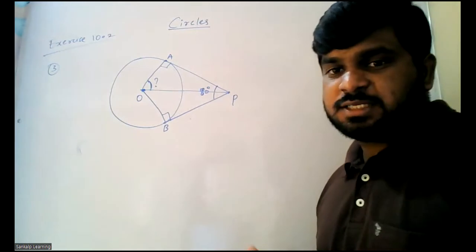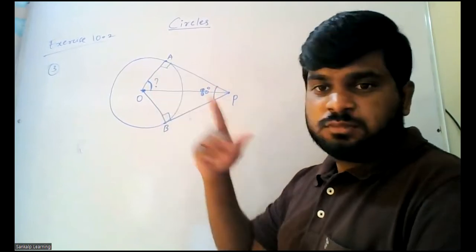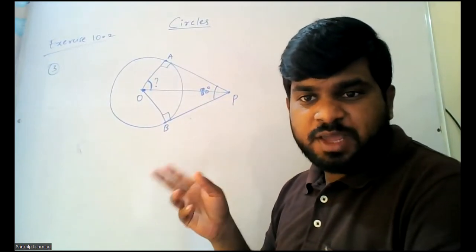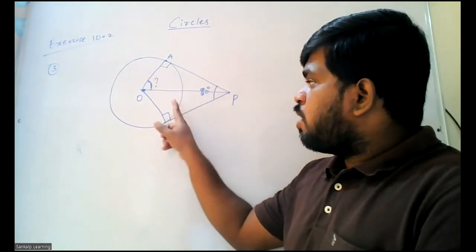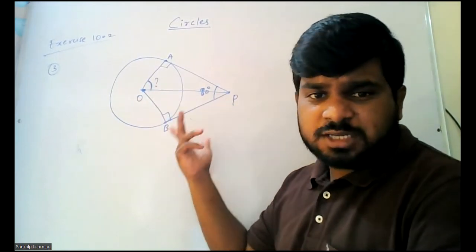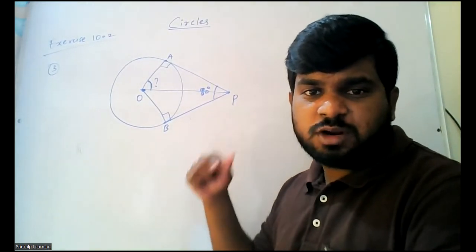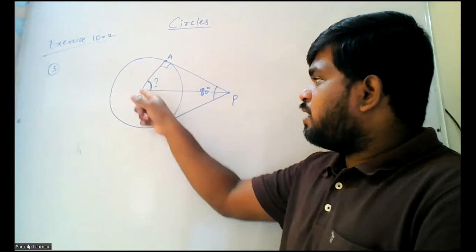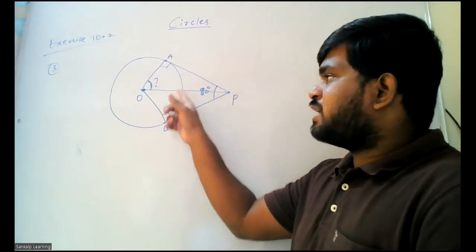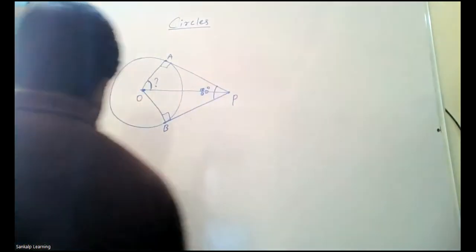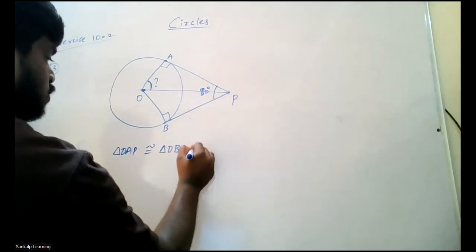I'll repeat it again. What is the RHS theorem? First, both triangles should be right-angled. What is R? Right angle. What is H? The hypotenuse should be equal in both triangles. What is the hypotenuse of this triangle? OP. What is the hypotenuse of this triangle? OP. So both are the same, which means both are equal. Then S. What is S? Any one side in both triangles should be equal. So OA in this triangle and OB in this triangle are equal because both are radii of the same circle. Therefore, using the RHS theorem, these two triangles are congruent. Triangle OAP is congruent to triangle OBP using RHS.